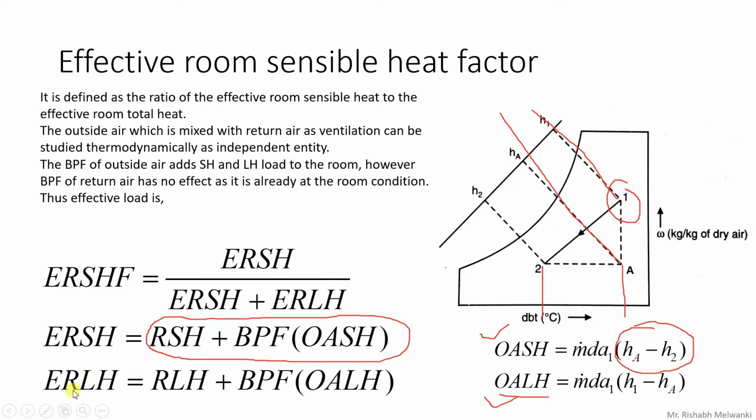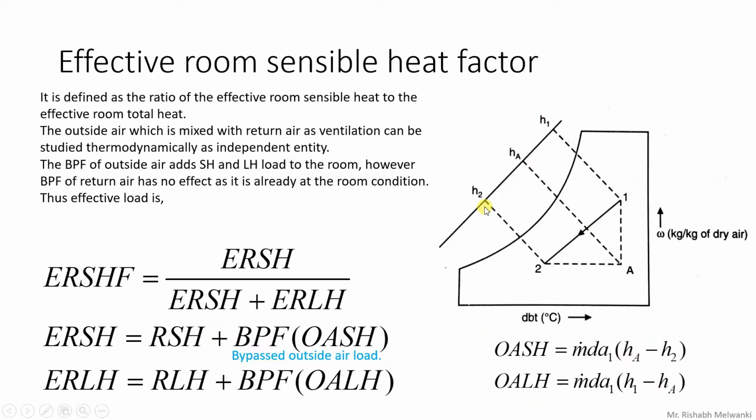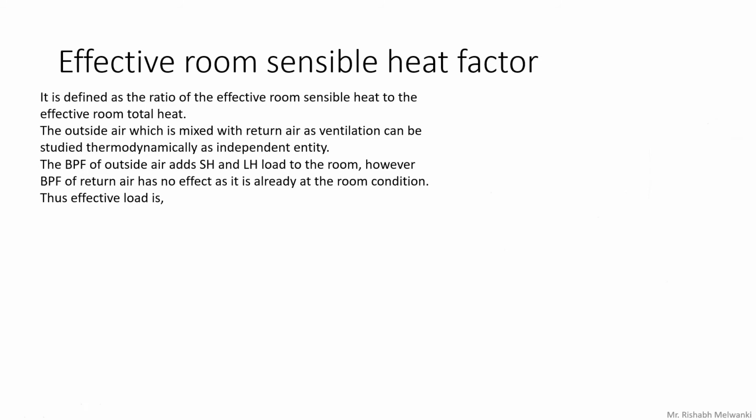Then effective room latent heat is room latent heat plus bypass factor into outside air latent heat. Now what is this? The second part, if you see, is for ERSH. It is the bypassed outside air load, okay, in both the cases. Now if you compare this with the previous case, okay, what was that?